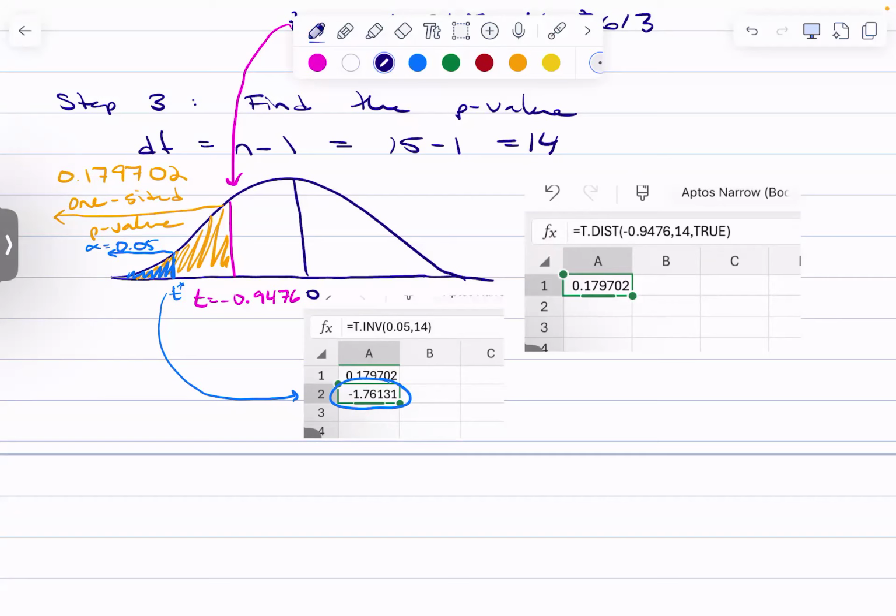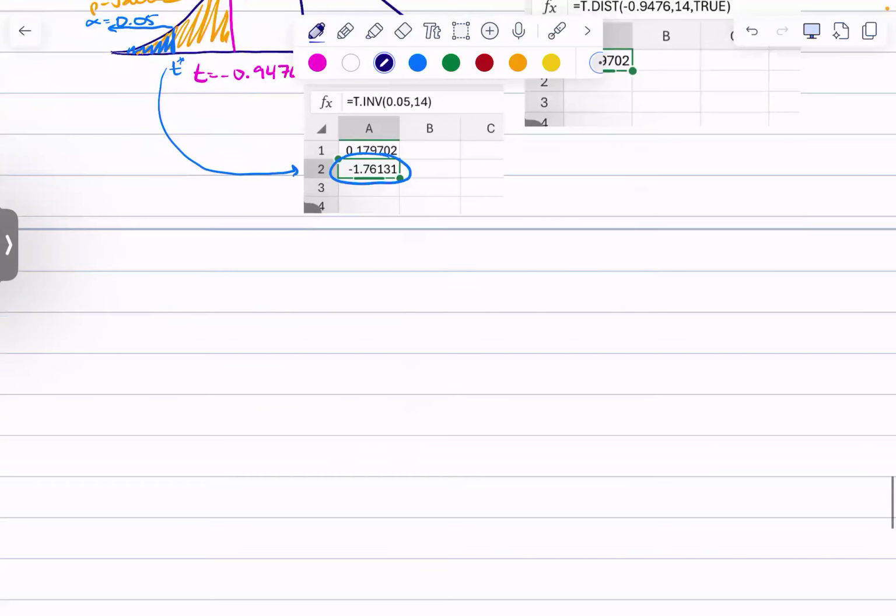Now, our conclusion. Step 4, our conclusion. Still has the same 3 parts, right? Tell me what your p-value is, compare it to the alpha level. Is it less than the alpha level or is it not less than the alpha level? What does that mean in terms of your null hypothesis? Do you have enough evidence to reject H naught or do you not have enough evidence to reject H naught? And then finally, what does that mean in terms of the question?